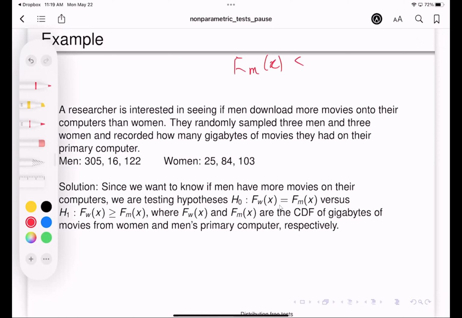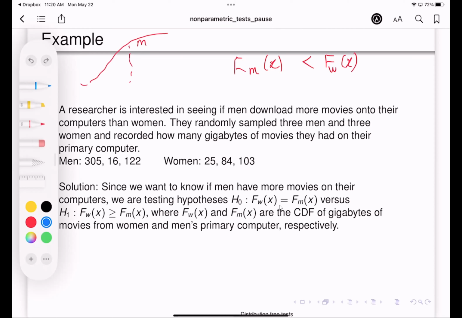Okay, I'm sorry, it's the other way. If men download more movies than the women, in the CDF, more is on the left side. Therefore, this one is for men, and the other one would be the women. I'm sorry, that was not correct.